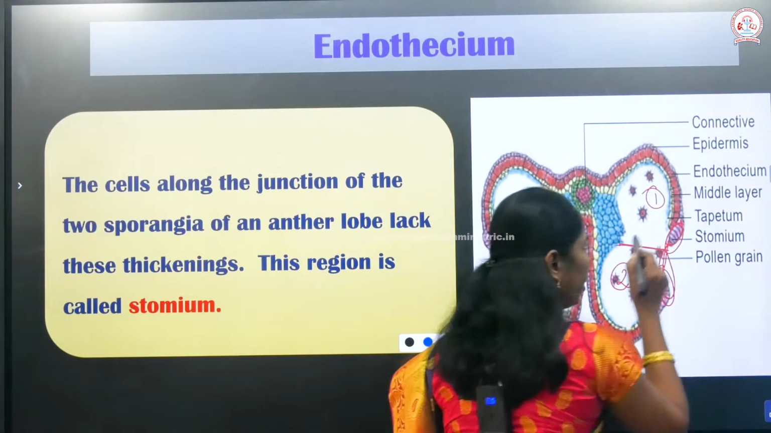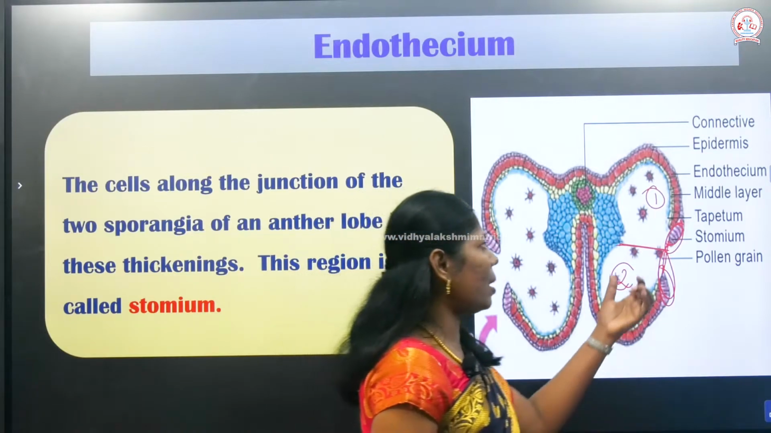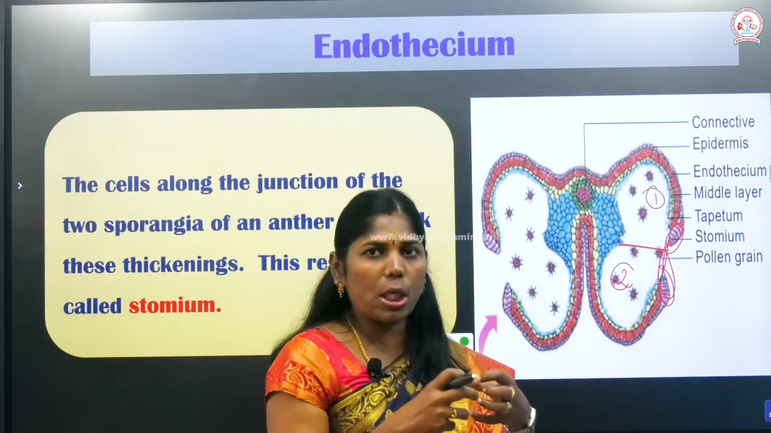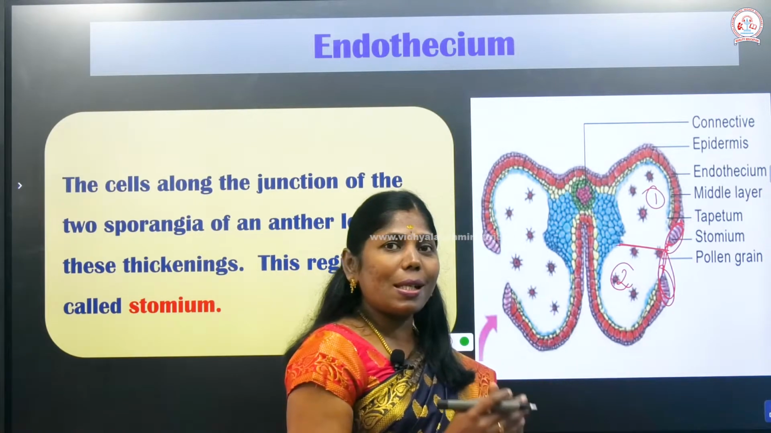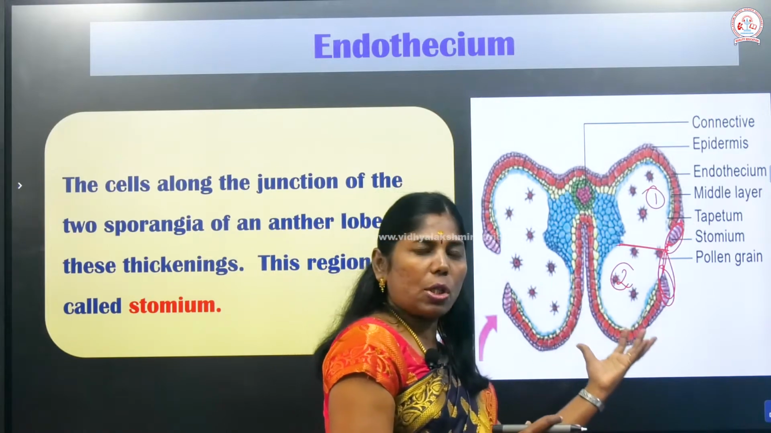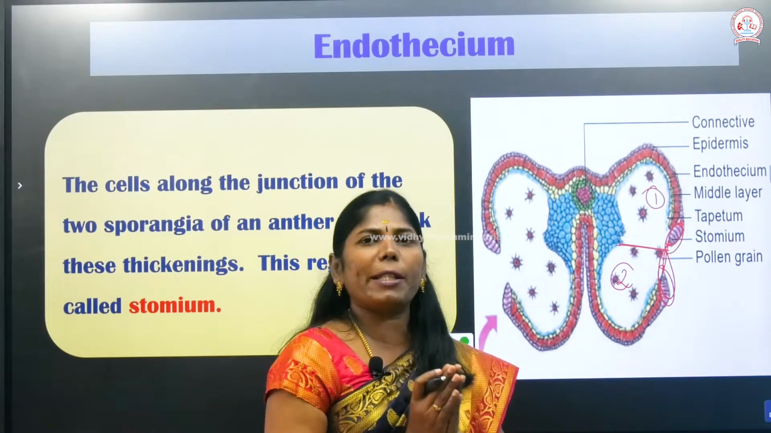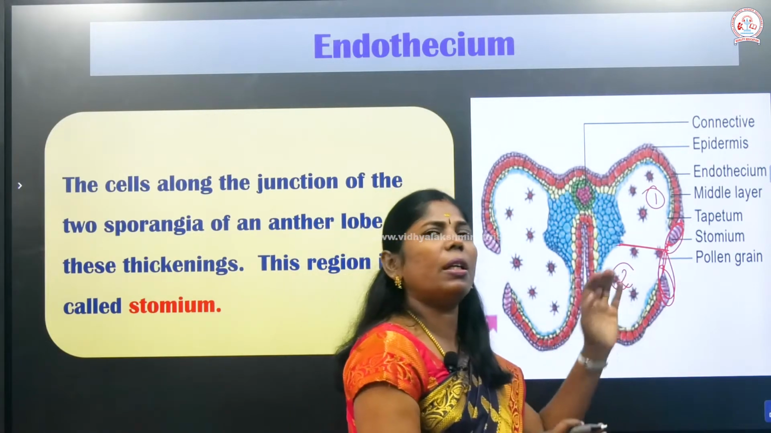The region is very thin. So there is no thickening here. We can see this region where the two microsporangia meet one another, at the junction. So this is a very important region. Along with the hygroscopic nature of the endothecium, it helps to liberate the pollen grains at maturity. Okay, so this region is very useful for liberating pollen grains.